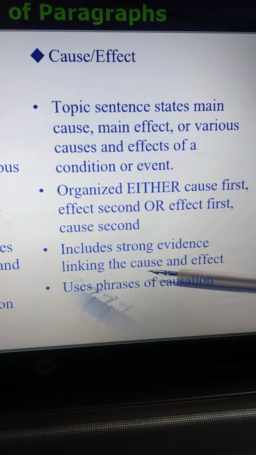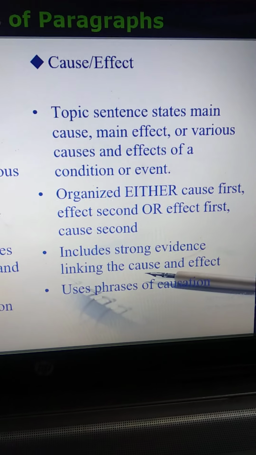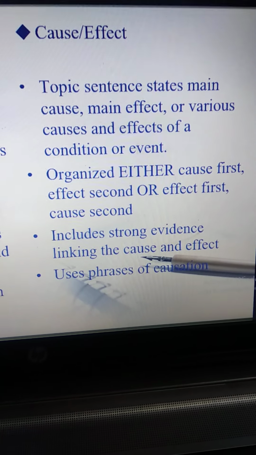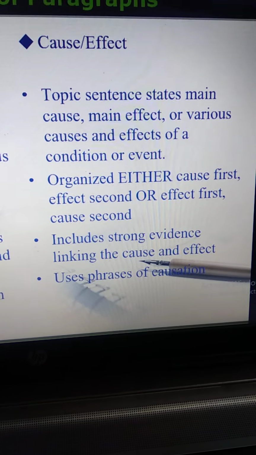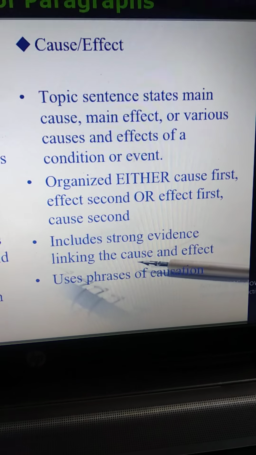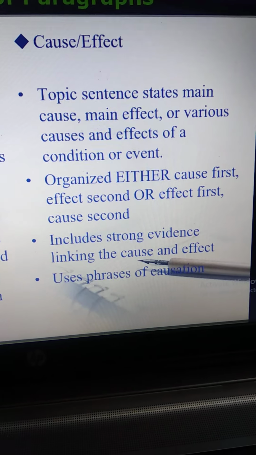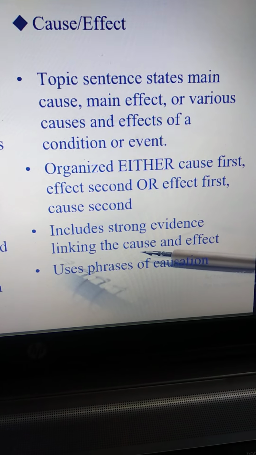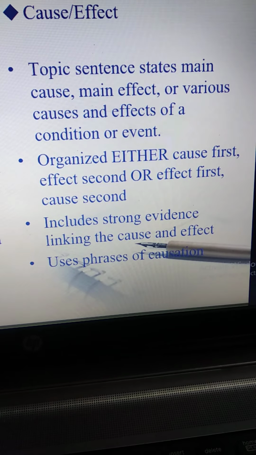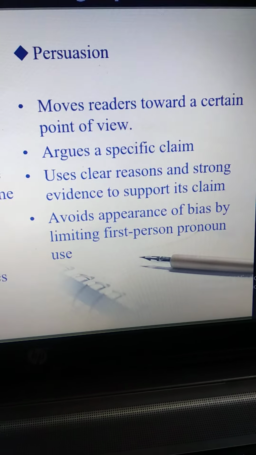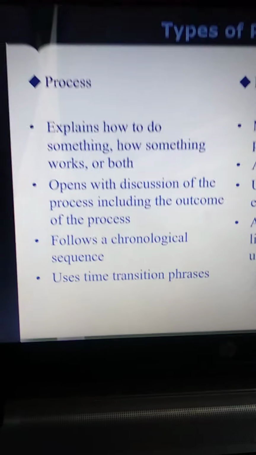Effect first, cause second. Because of the global warming, temperature is rising. So cause first and effect later. We can write the sentence both ways. It includes strong evidence linking the cause and effect. After that I will tell you about global warming, what are the evidences, how because of the global warming temperature is rising. Okay? So it uses phrases of causation, because, due to this, and etc.